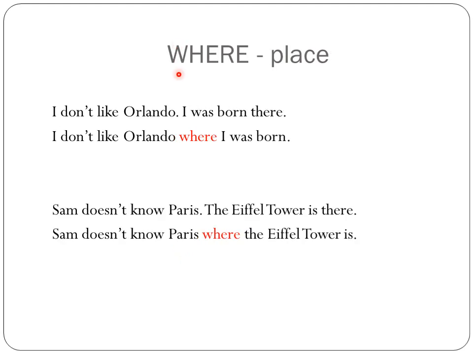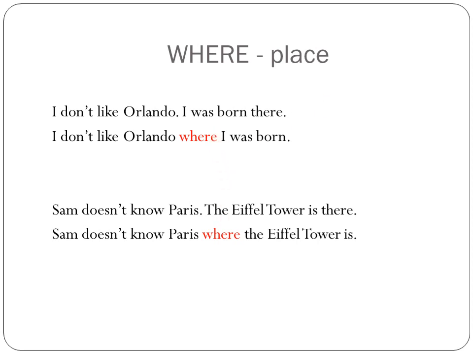The next slide is where. Where refers to place. So where substitutes place in the sentence. I don't like Orlando. I was born there. So Orlando and there are the elements that repeat in both sentences. I don't like Orlando, where I was born. And then we eliminated there because where substituted there.